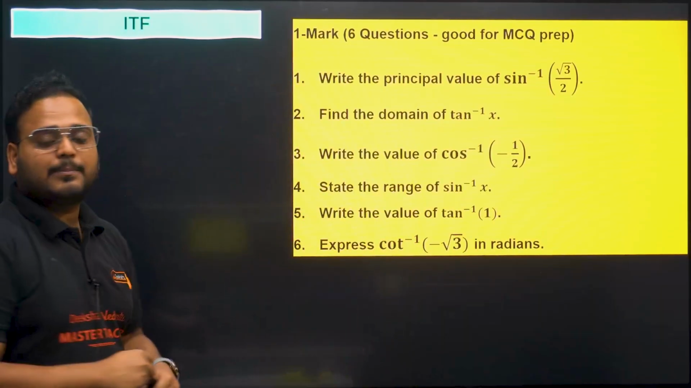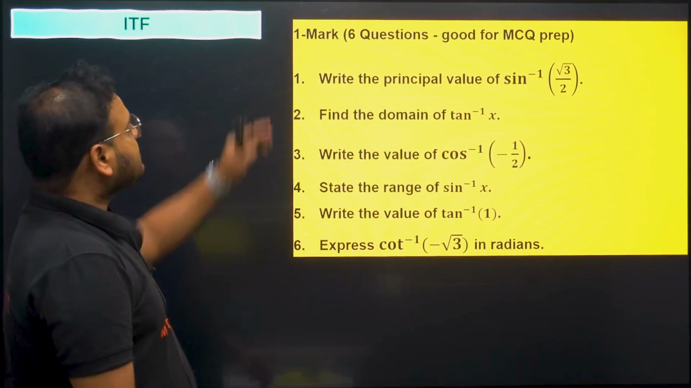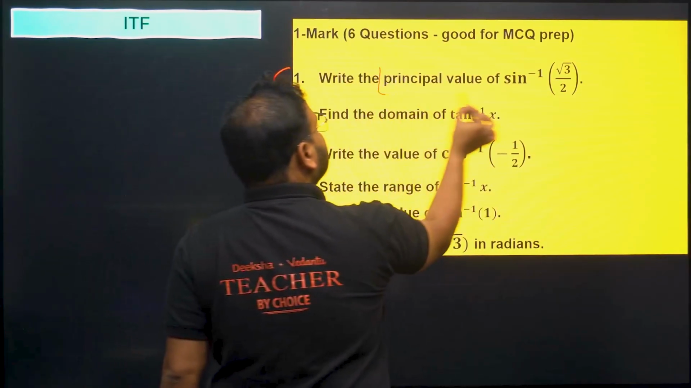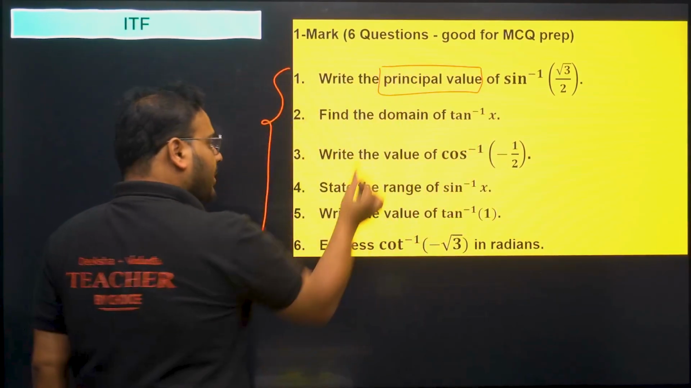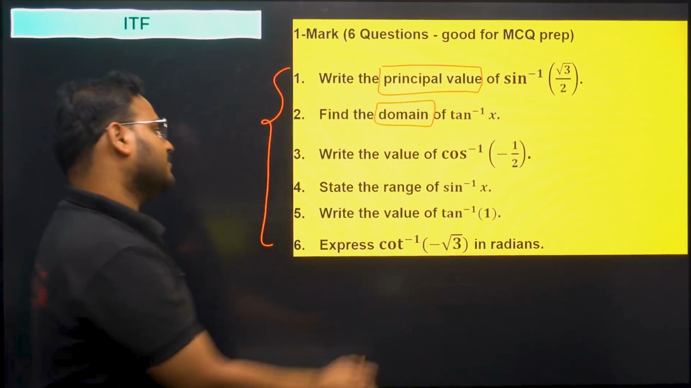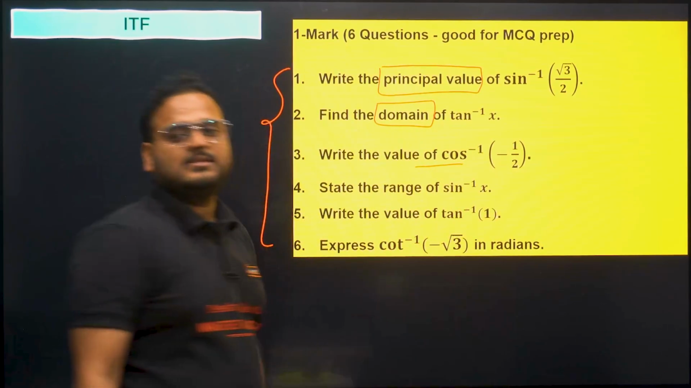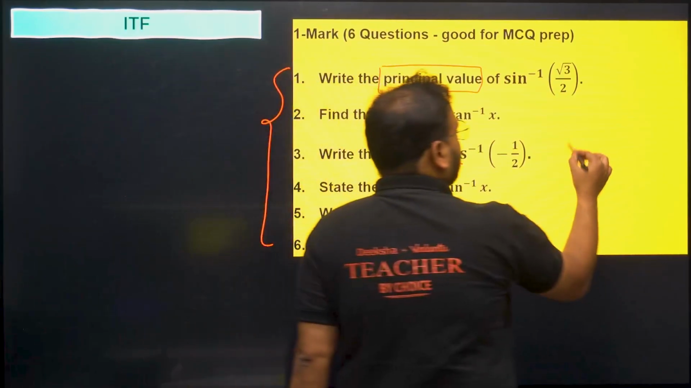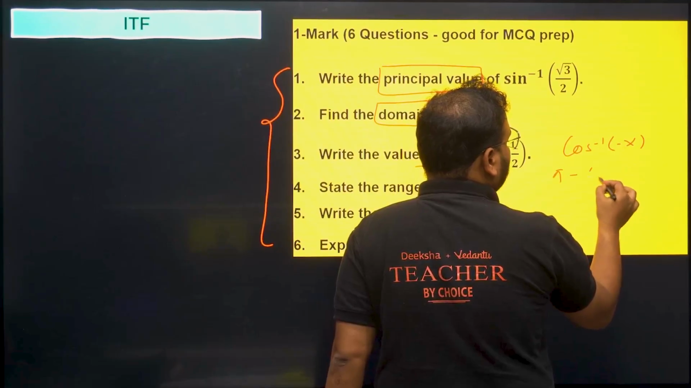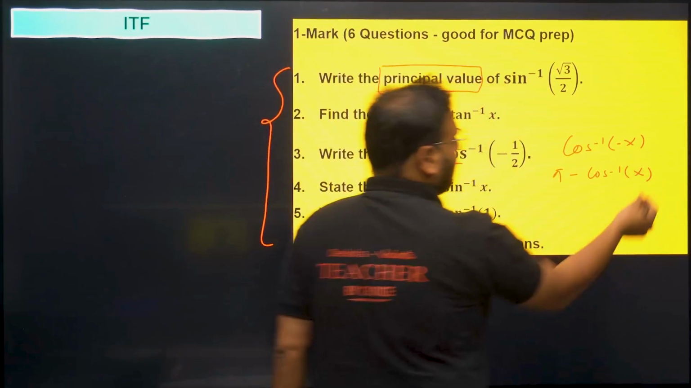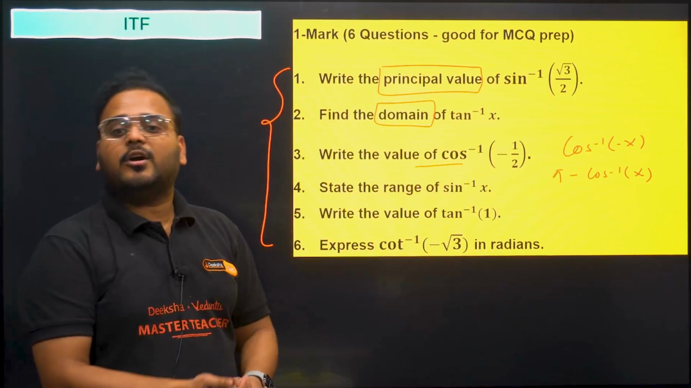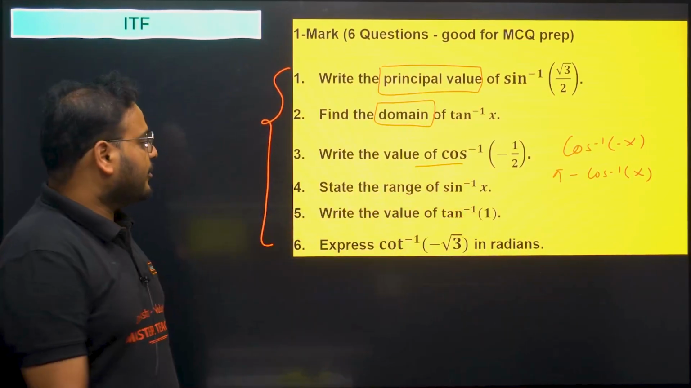ITF, again an important chapter of your unit test syllabus. We have 6 MCQs based upon principal value branch as one topic. Domain, again part of the domain and range of the ITFs, all the 6 functions. This also has special angles, and this property: cos inverse of minus x is nothing but pi minus cos inverse of x. Remember the property and the property of ITF and your special angles of trigonometry, that is where the question is raised upon.